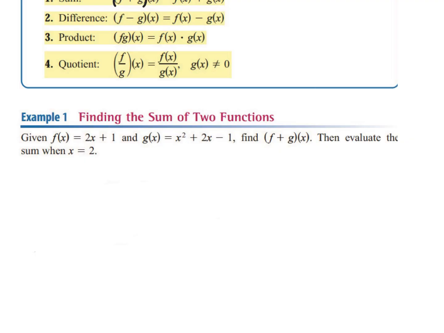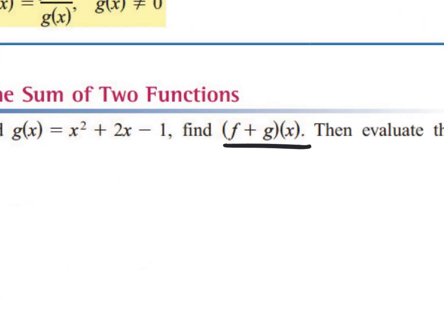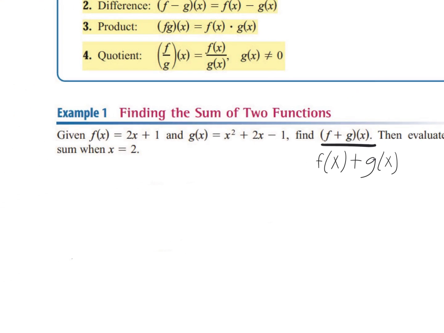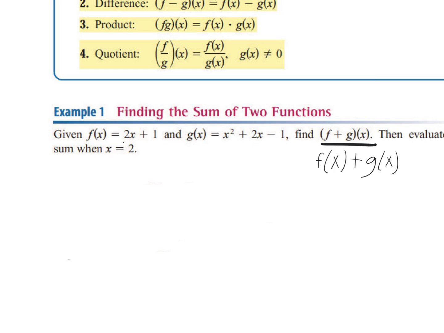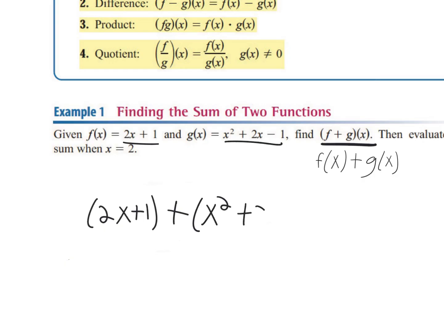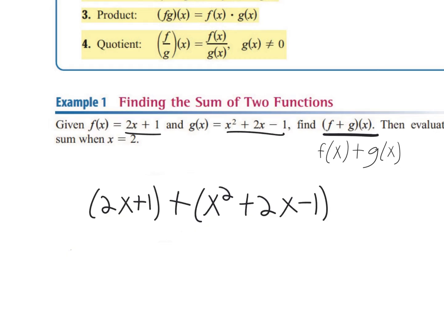Let's start with this one. So this one wants us to find f plus g of x. Remember, f plus g of x is just another way to write f of x plus g of x. All right, so what I'm going to do is take the function f of x, 2x plus 1, and I'm just going to add the function g of x, x squared plus 2x minus 1.